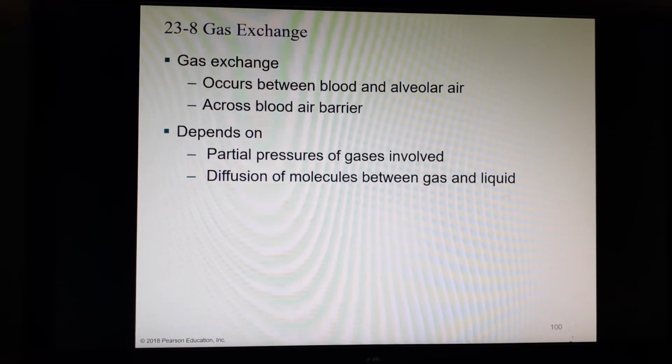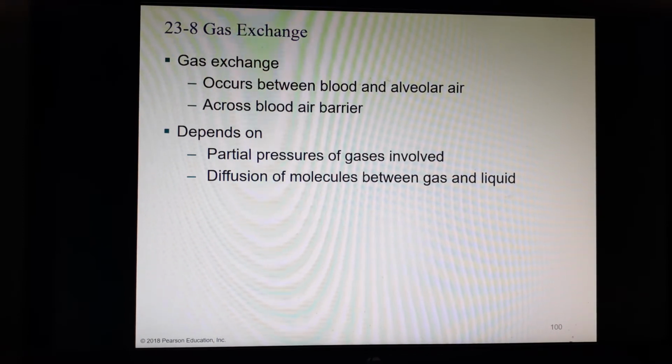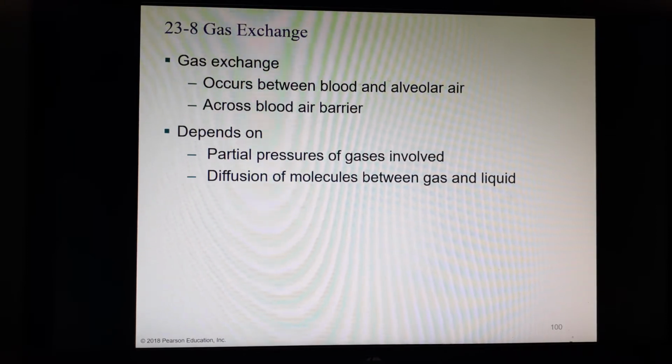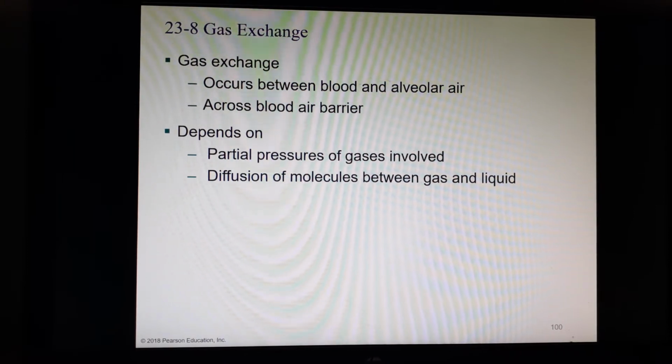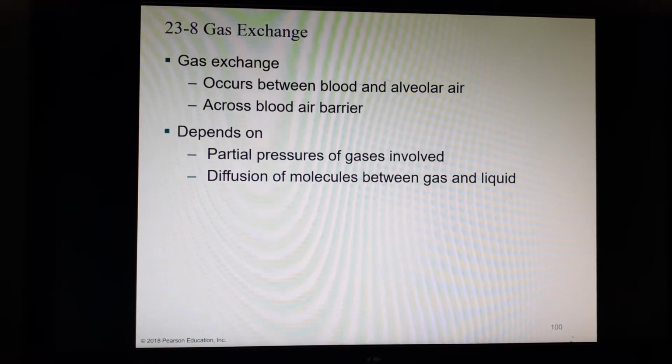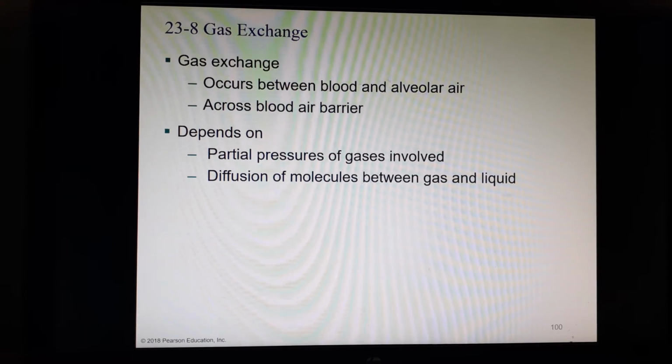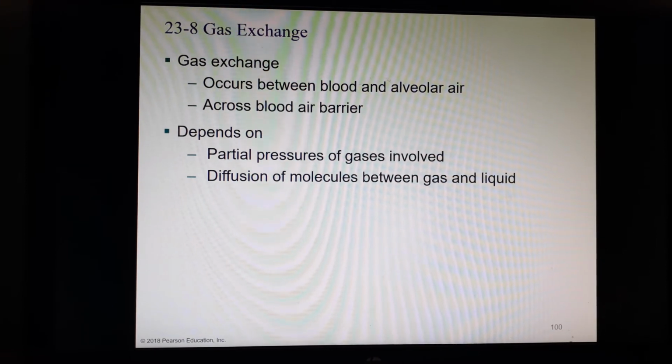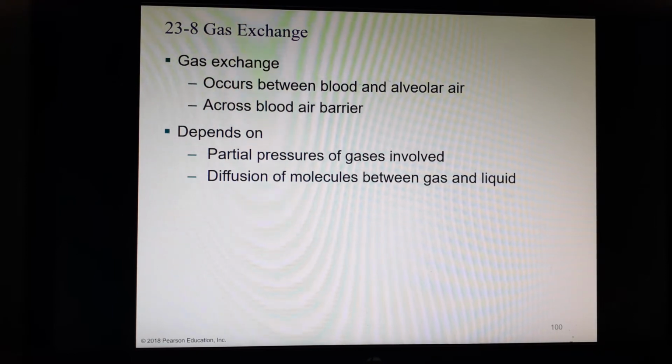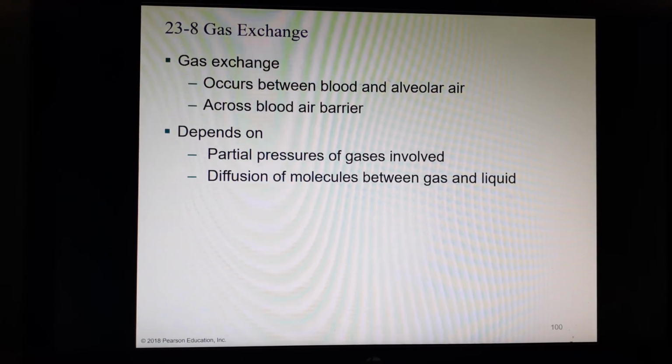Okay, so this is chapter 23, picking up at slide 100. So we've talked about the differences between respiration and ventilation, and now we're down at the actual exchanges, okay? So gas exchanges, we're going to be exchanging oxygen and CO2, and it has to occur between the blood and the alveolar air across the blood-air barrier.